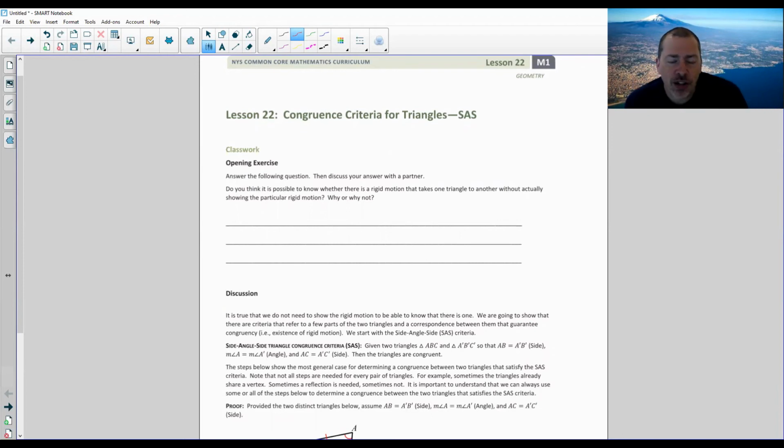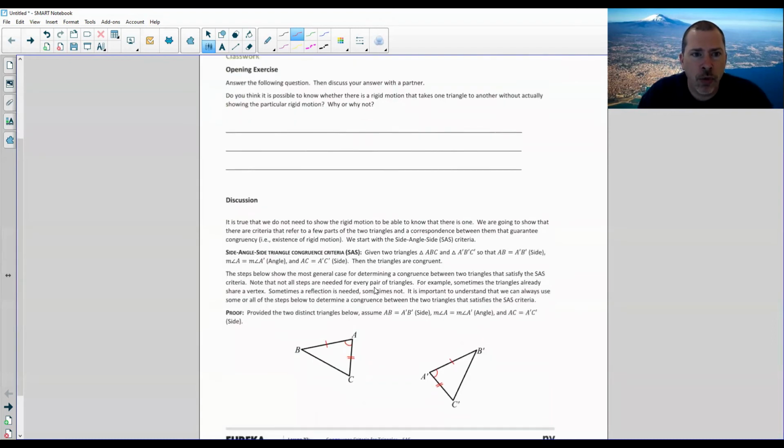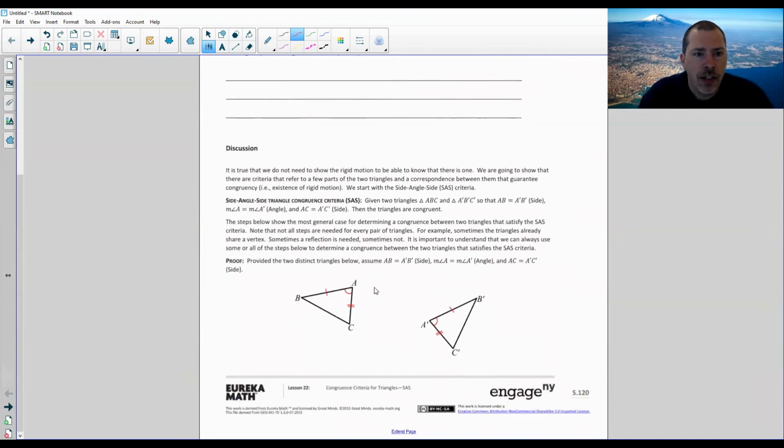Lesson 22, Congruence Criteria for Triangles SAS. Classwork opening exercise. Answer the following question, then discuss your answer with a partner. Do you think it is possible to know whether there is a rigid motion that takes one triangle to another without actually showing the particular rigid motion? Why or why not? Okay, so answer that question. If you're in a classroom setting, it says do that and then discuss with a partner. And this discussion that follows is going to explain that question or possibly even answer it. All right, so here we go.